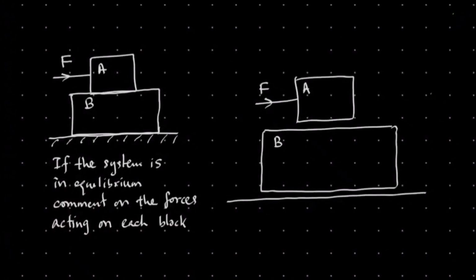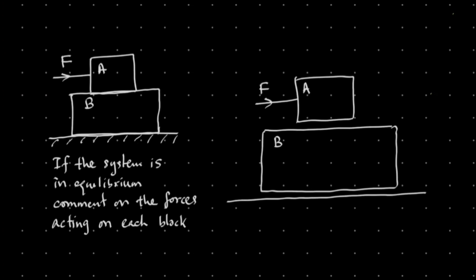We are going to discuss a situation where you have two blocks A and B, and block B is on a horizontal ground. The connection between B and the ground is rough, and block A, as seen in the picture, is on top of block B, and between A and B, again, the contact is rough. So there's friction on both the surfaces touching each other.